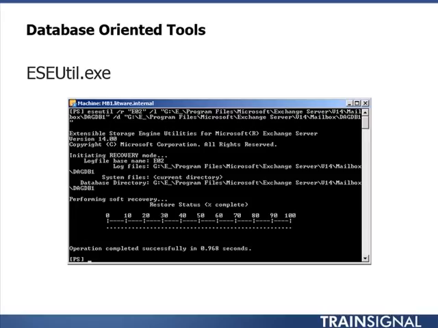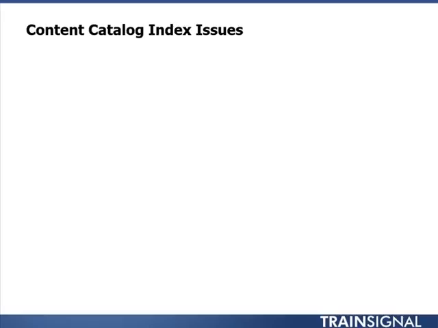We used to have to run it a lot, but now it's a rare occasion when you have to run the tool to correct database corruption. But still, it's essential to know that it exists. One of the points that is brought up in the objectives revolves around the content catalog index issues that may come up.